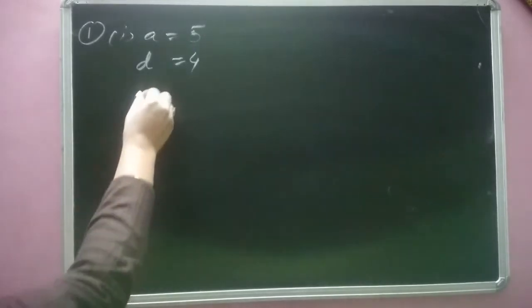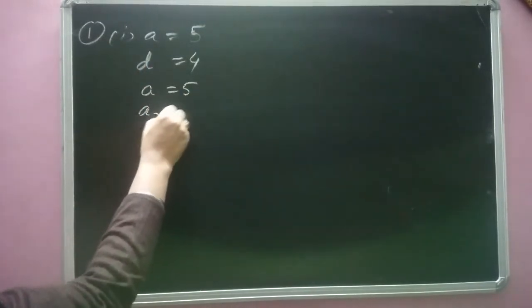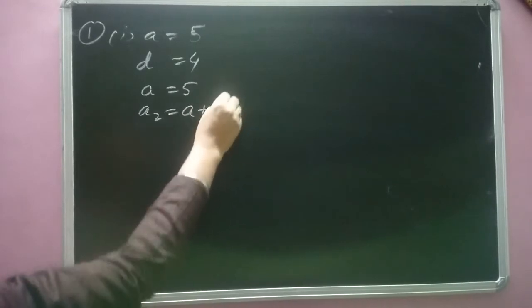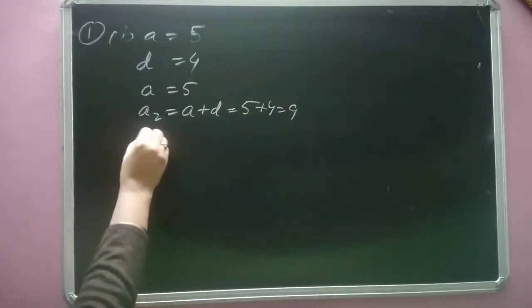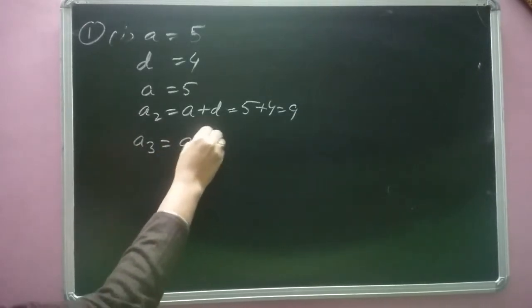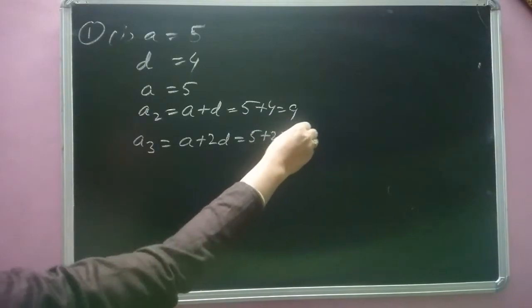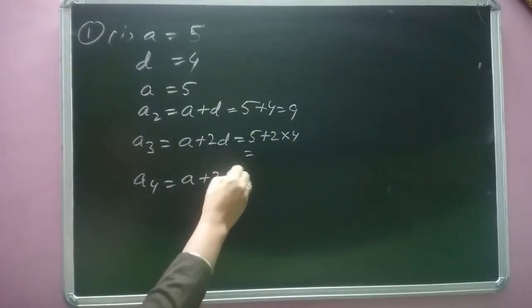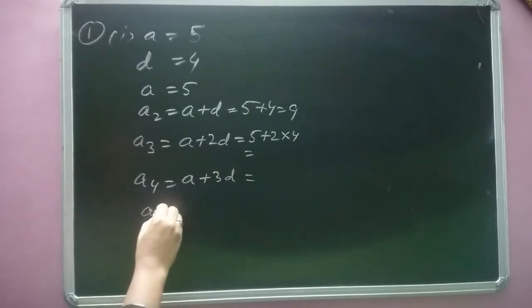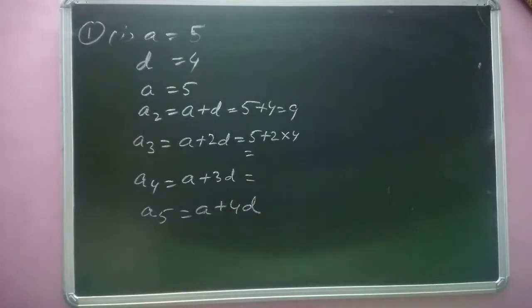The first 6 terms means the first term we already know. The second term will be equals to A plus 1D. So 5 plus 4, that is 9. The third term will be A plus 2D. So 5 plus 2 into 4. The fourth term will be A plus 3D. Like this, the fifth term will be A plus 4D.